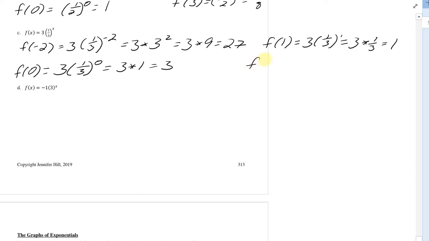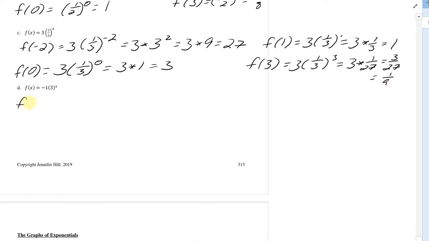And then finally I've got f of 3, so this is 3 times 1/3 to the third. First I evaluate 1/3 to the third, so this will be 3 times 1/27. And then if you multiply those together, you get 3/27. And what is 3/27? It's 1/9. Okay. So there's that one. We've got one more to do.